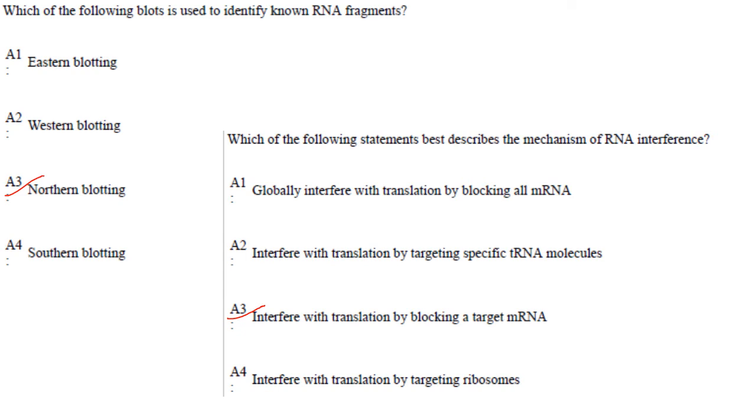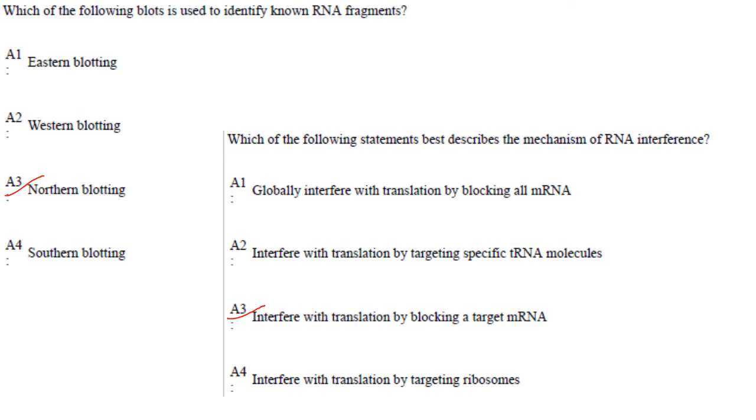Then next one, which of the following blots is used to identify known RNA fragments? So northern blot is the answer, northern blotting. Northern blot is very similar to southern blot, except that it is used to identify RNA fragments, and southern blotting is used to identify DNA fragments. And western blot is used to identify protein subunits and fragments, and eastern blot is used to identify protein modifications such as glycosylation.